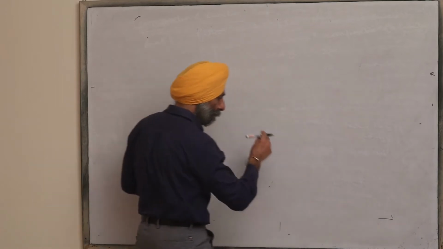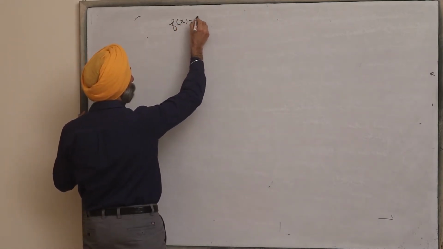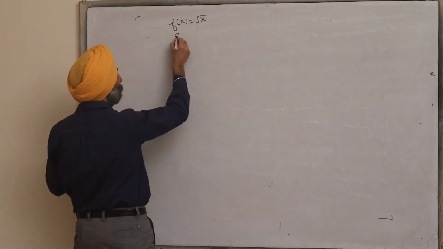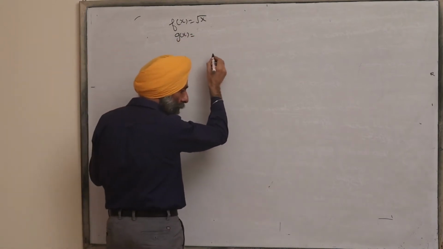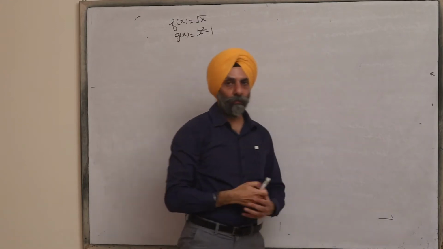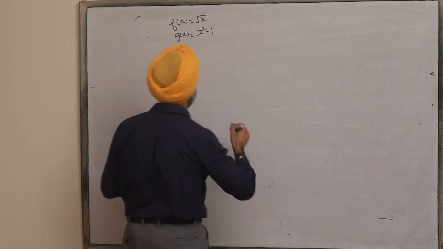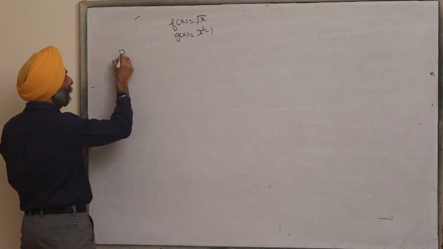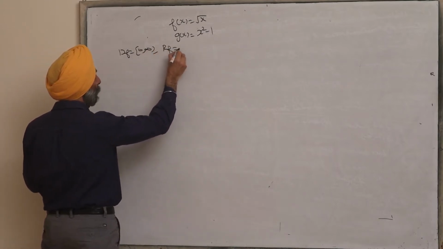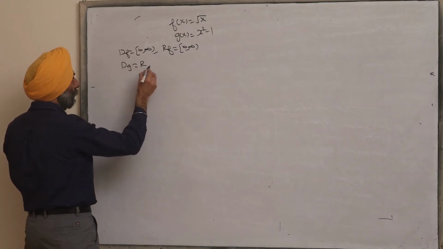Now next is f(x), a function which is root x, and g(x), a function which is x square minus 1, and we have to find f of g and g of f if they exist. Now you can see that domain of f is equal to 0 to infinity, range of f is also 0 to infinity, domain of g is equal to the whole of the real line.